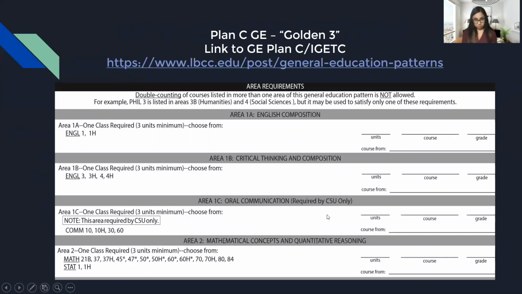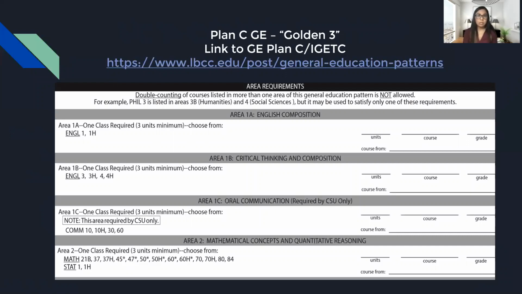Again, as I mentioned before, if you're planning to utilize and go with the Plan C IGETC, but you're also planning to transfer to a CSU, then you want to make sure that you still meet Area 1C because that's still a requirement for the CSU. So again, if you're planning to go with IGETC, Plan C, and you're planning to transfer to, let's say, UC Berkeley and Cal State Fullerton, then Area 1C does need to be met in order for you to transfer to both schools.